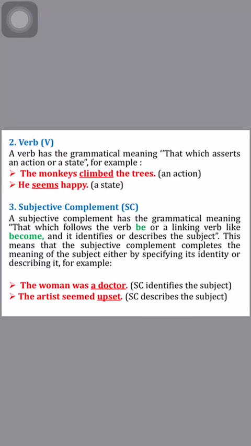But to say the artist seems upset, here the subjective complement has the grammatical meaning relationship of a description to the subject. So there are two forms for the subjective complement: as a description, an adjective or adjective phrase; and as a sense of identity, a noun or a noun phrase. This is what we mean by subjective complement.